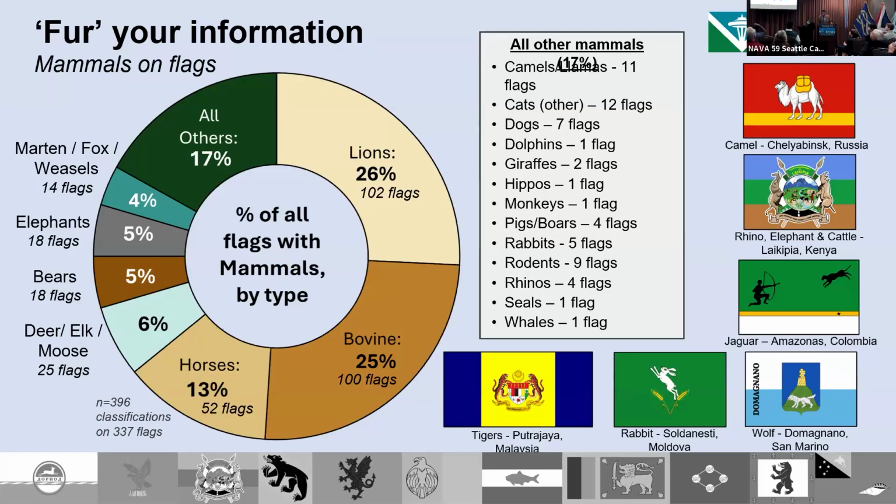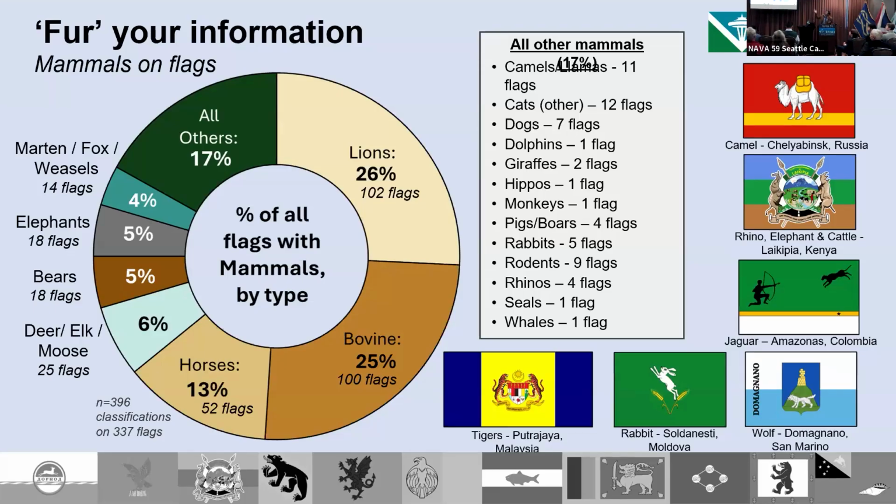But then, maybe surprising, bovines are actually the second most common. They occur on 100 flags, and bovines are cloven-hooved animals: cattle, cows, sheep, goats, bulls. And then, of course, you have horses and elk and deer. Those are also very common.